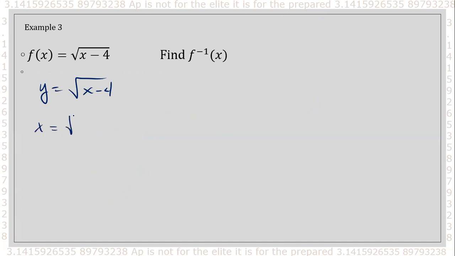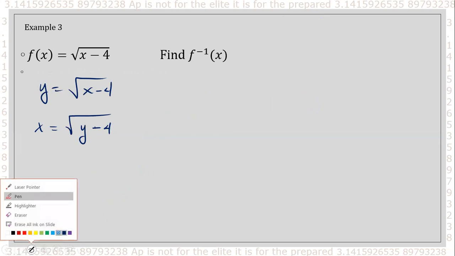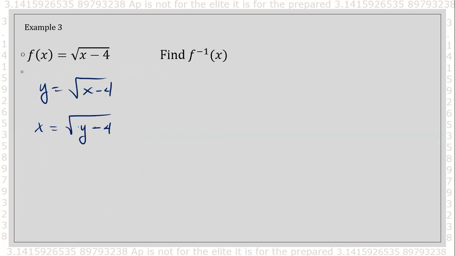Don't forget to swap your variables like I almost did. Okay. And you're pretty much going to go ahead and solve for y. So in order to get rid of the square root, remember that's the exponent 1/2, and I'll go ahead and square both sides. So I got x squared is equal to y minus 4.